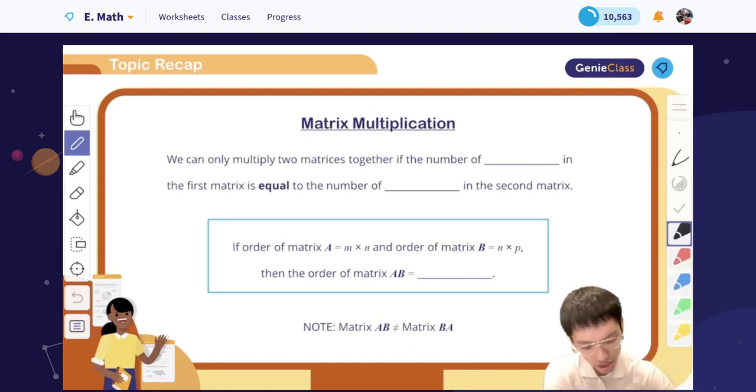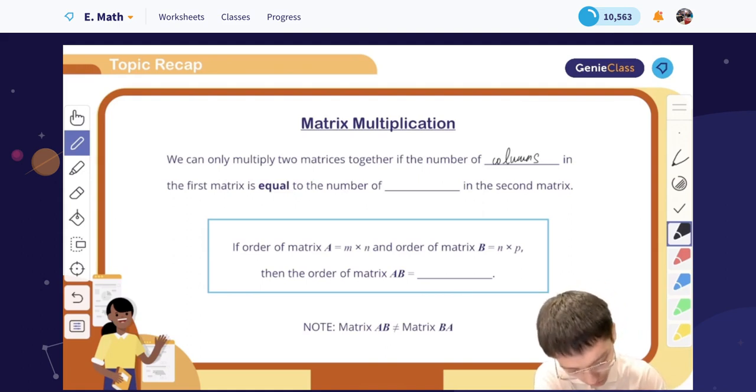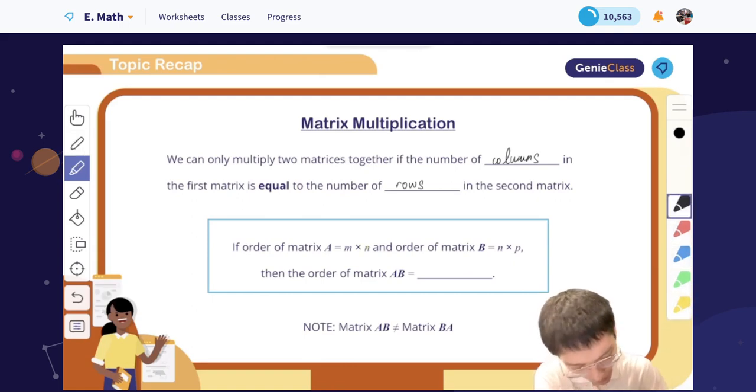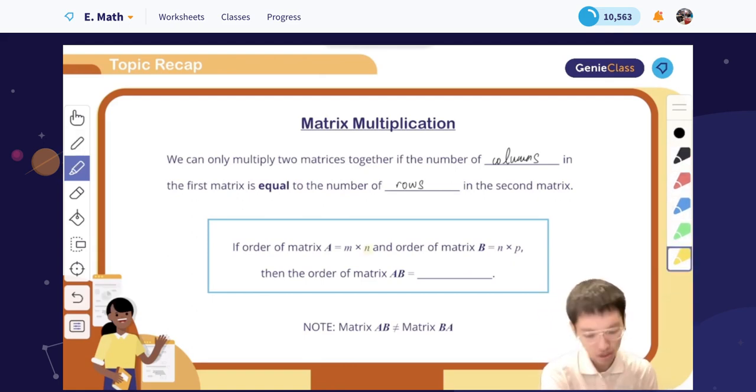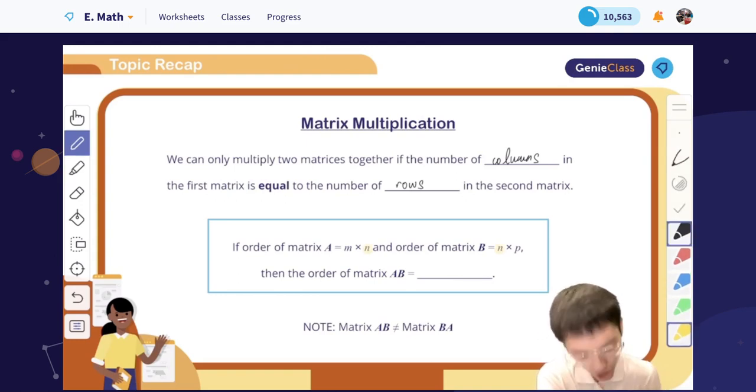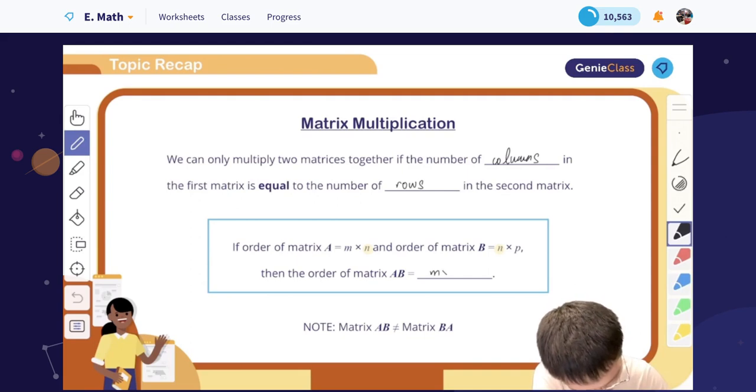Good job, Denise. In this case, the number of columns is equal to the number of rows. So how does that work over here? If the order of the matrix A is m times n, where n is the column of my first matrix, and in the second matrix n is the row, then the order of my matrix AB is going to be m times b.